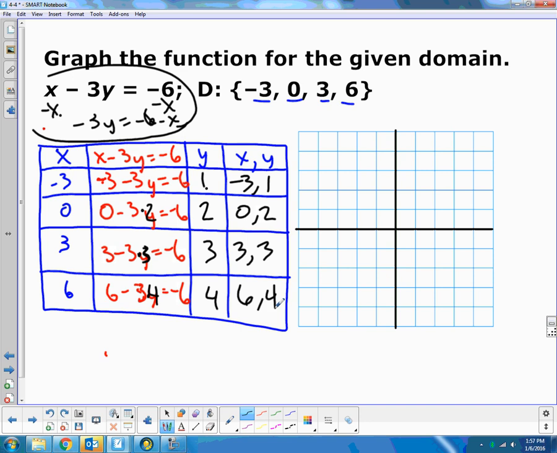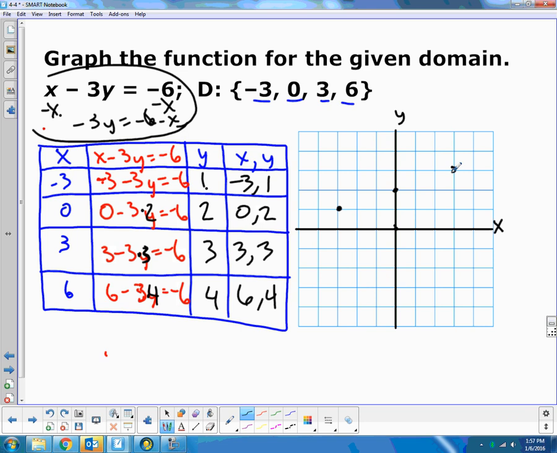And I'm going to fill that in on my graph now. So I have these ordered pairs. Now I need to graph those ordered pairs. So I start at the origin. I do my x's first. Remember, x-axis, y-axis. I go negative 3, 1, 0, 2, 3, 3, 1, 2, 3, and 6, 4.